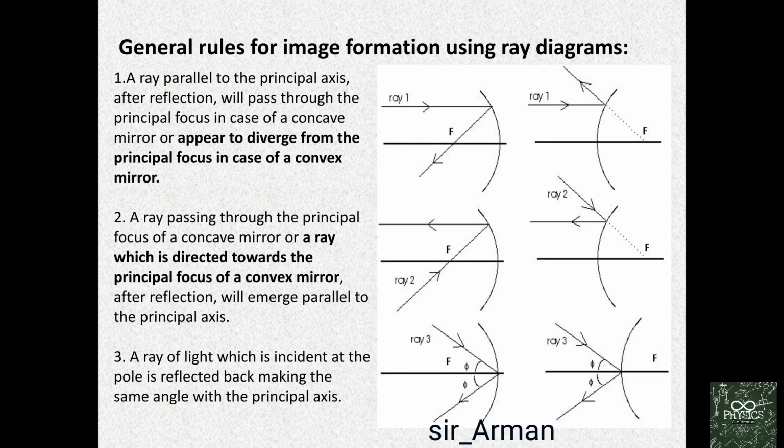Now we will see some general rules for determining the image, the size of the image, the nature of the image. Here, in case of a plane mirror, at whatever distance you are standing, the size of the image remains the same. But this won't happen in case of a concave and convex mirror. At different distances from the mirror, you will get different sizes of image and different nature.